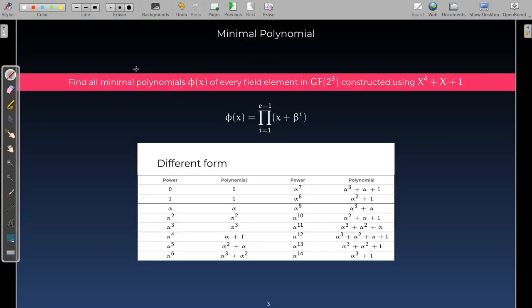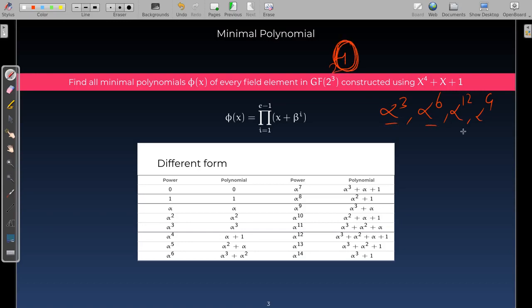Okay, so let's again solve this problem for another field element, α³. For α³, the conjugates of α³ are α³, α⁶, then α¹² and α²⁴, which is equal to α⁹. So at most you have conjugates equal to 2⁴, right? So you can have only 4 conjugates.